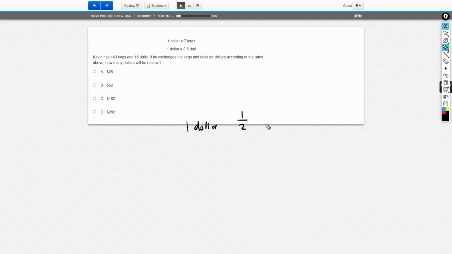So $1 is actually just half a dolt. And if we have 16 dolts and X dollars, when we cross multiply, 1 times 16 is 16, and X times 1/2 is X over 2. So now I can cross multiply 16 by 2 to get 32, which is equal to X.